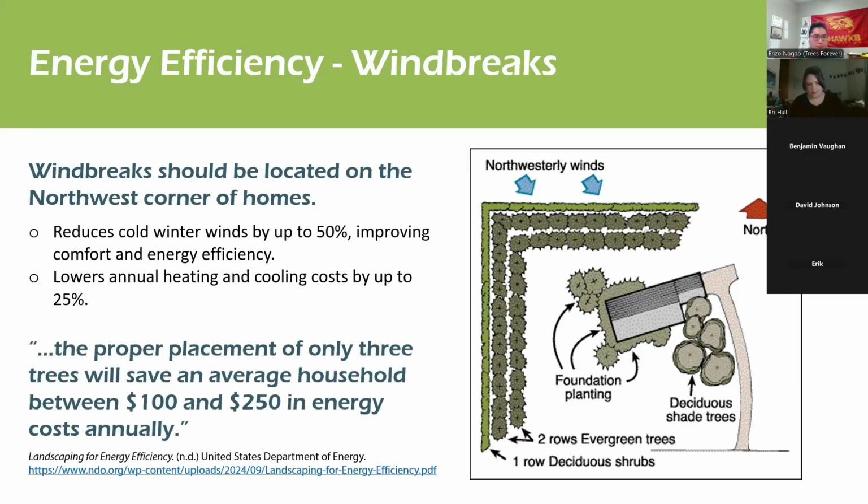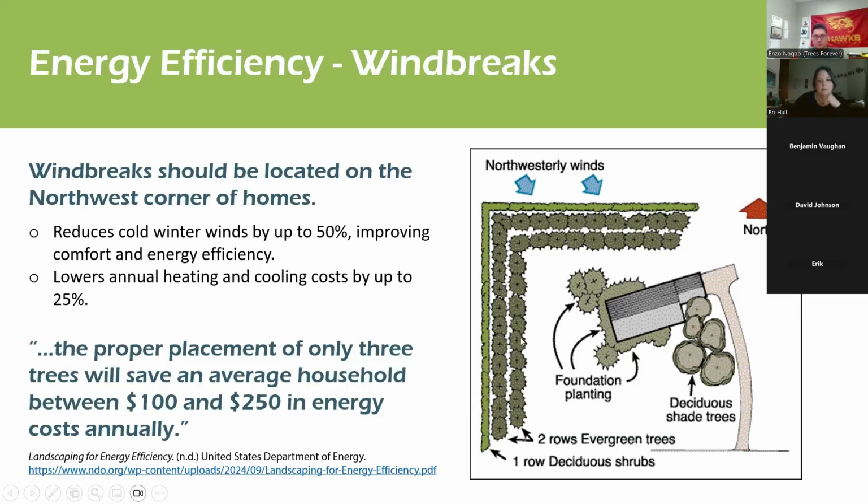According to the United States Department of Energy, the proper placement of just 3 trees can save your household between $100 and $250 in energy costs annually. Now, that might not seem like a lot, but that's just an investment of 3 trees, a one-time cost depending on what the trees are and what size you get. If you get a pretty moderate-sized tree, about $100, that's about $300. It can save you that much in the first year just on your energy bill, and from there, it's pure savings.